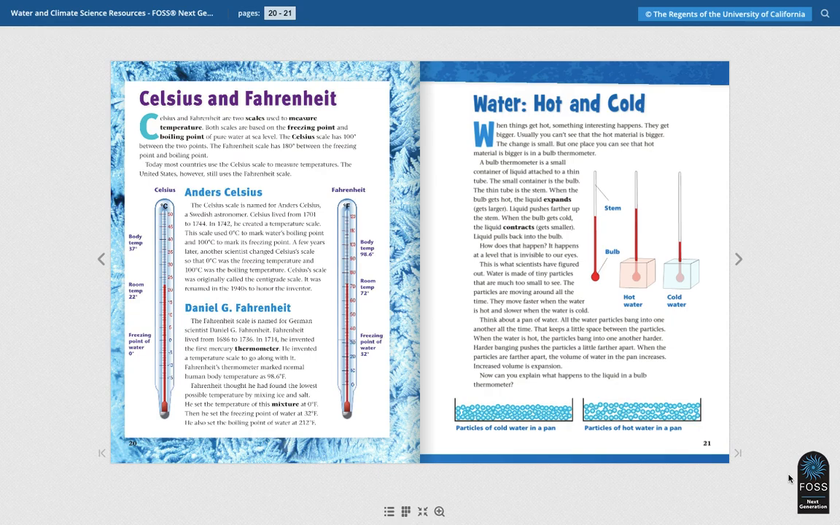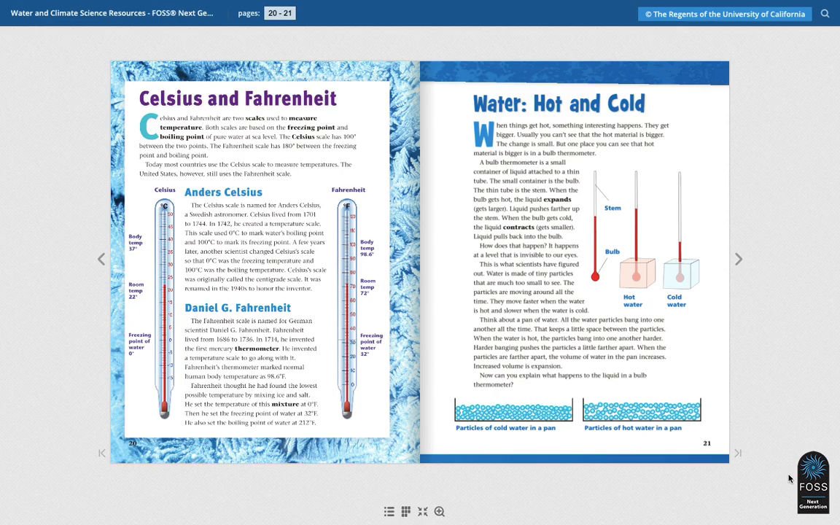Daniel G. Fahrenheit. The Fahrenheit scale is named for German scientist Daniel G. Fahrenheit. Fahrenheit lived from 1686 to 1736. In 1714, he invented the first mercury thermometer. He invented a temperature scale to go along with it. Fahrenheit's thermometer marked normal human body temperature at 98.6 degrees Fahrenheit.